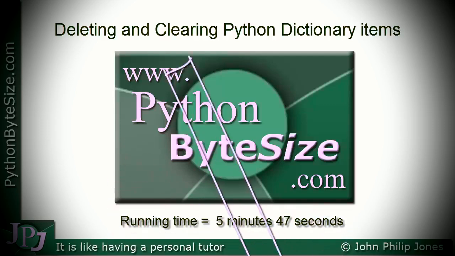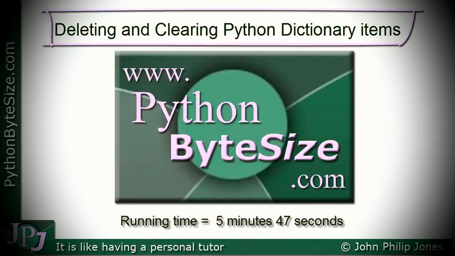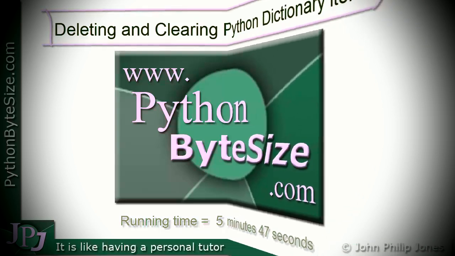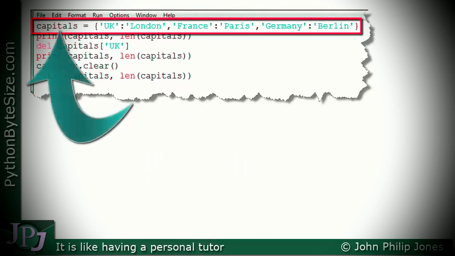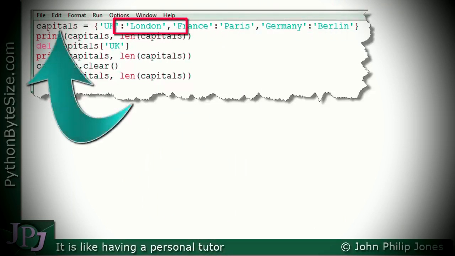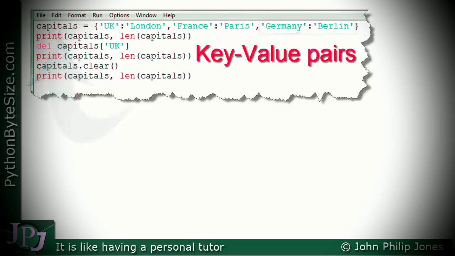In this video we're going to look at how we can both delete and clear the items from a Python dictionary, while at the same time looking at keywords, functions and methods that are associated with dictionaries. This line of the computer program creates a dictionary called capitals that has within it 1, 2, 3 key value pairs which make up the items of the dictionary.